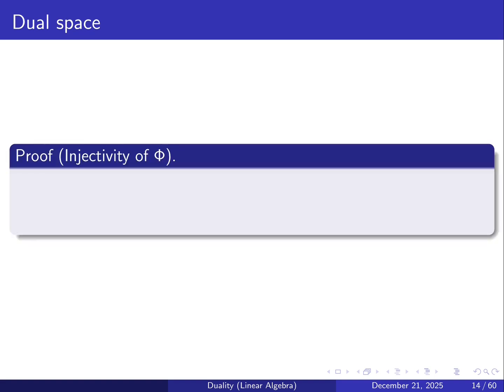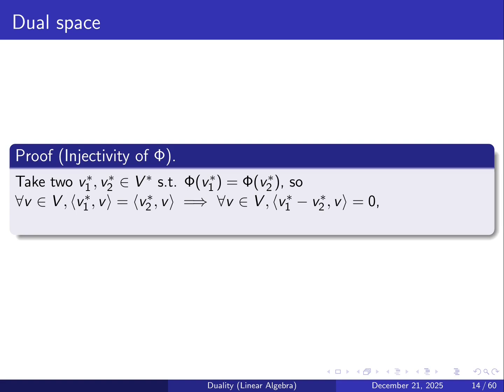To show that it's injective, take V1 star and V2 star such that phi of V1 star is equal to phi of V2 star. So for all vectors V, we have V1 star scalar product with V is equal to V2 star scalar product with V. That implies for all vectors V we have V1 star minus V2 star scalar product with V is equal to 0. So by non-degeneracy we have that V1 star minus V2 star is equal to 0. So in fact V1 star is equal to V2 star, and we are done.